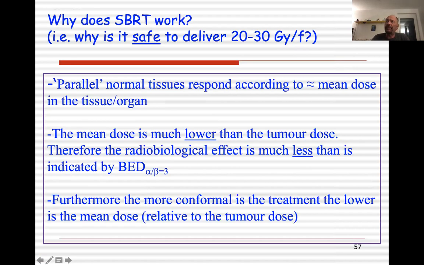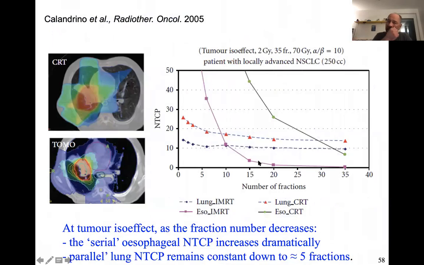But why does this work? Because we saw that fractionation is essential, but the problem is that parallel organs respond approximately according to the mean dose in the tissue or organ, and the mean dose is much lower than the tumor dose. Therefore, the radiobiological effect is less than can be indicated by the BED when you use an alpha beta of 3 gray, a relatively low alpha beta ratio. Furthermore, the more conformal the treatment, the lower the mean dose relative to the tumor dose. So this is a nice example here.